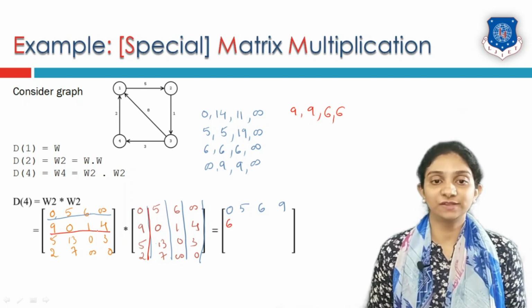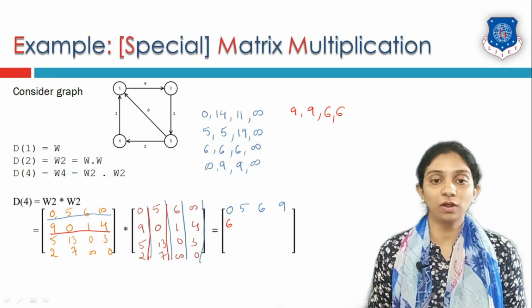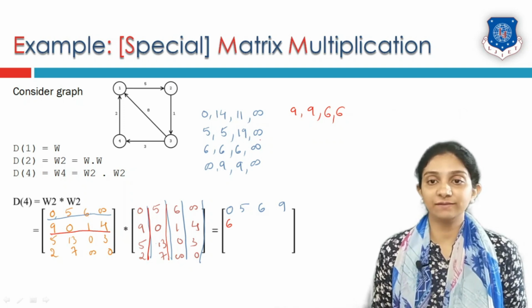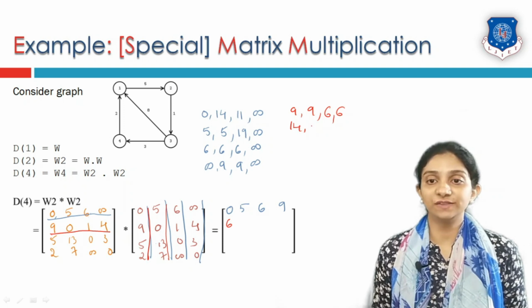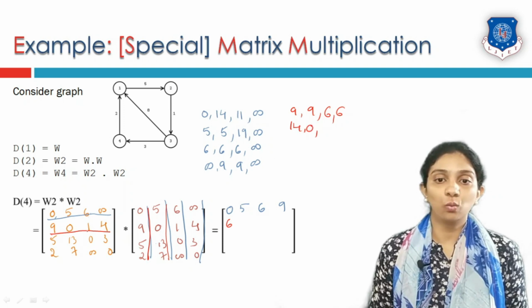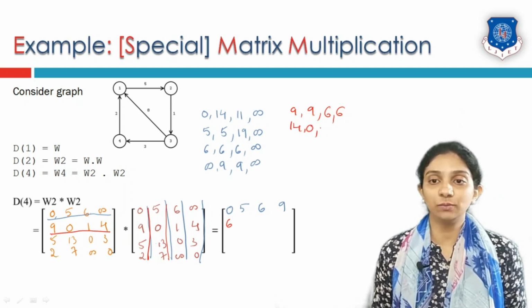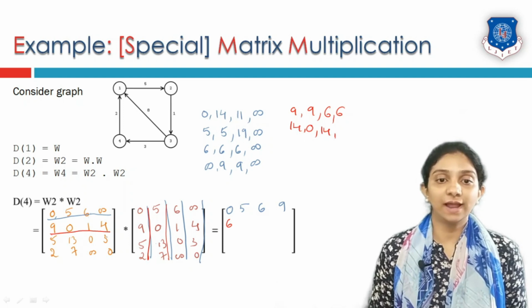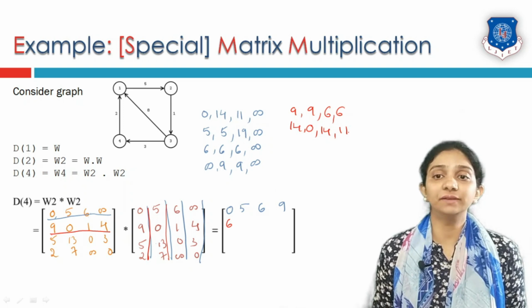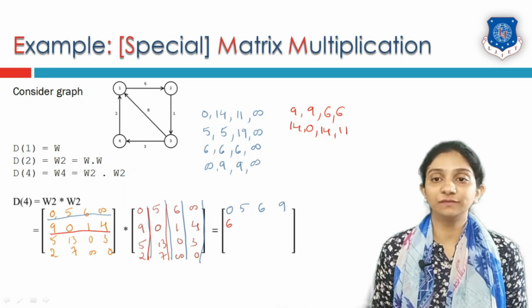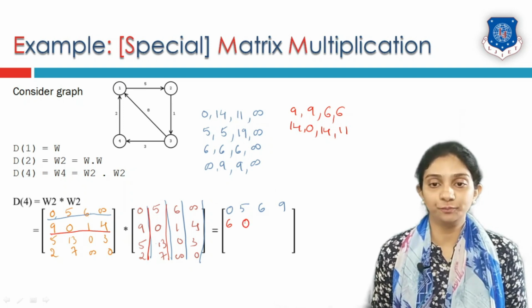Now we will consider second row with second column. 9 plus 5 is equal to 14. 0 plus 0 is equal to 0. 1 plus 13 is equal to 14 and 4 plus 7 is equal to 11. Minimum value out of these is 0.